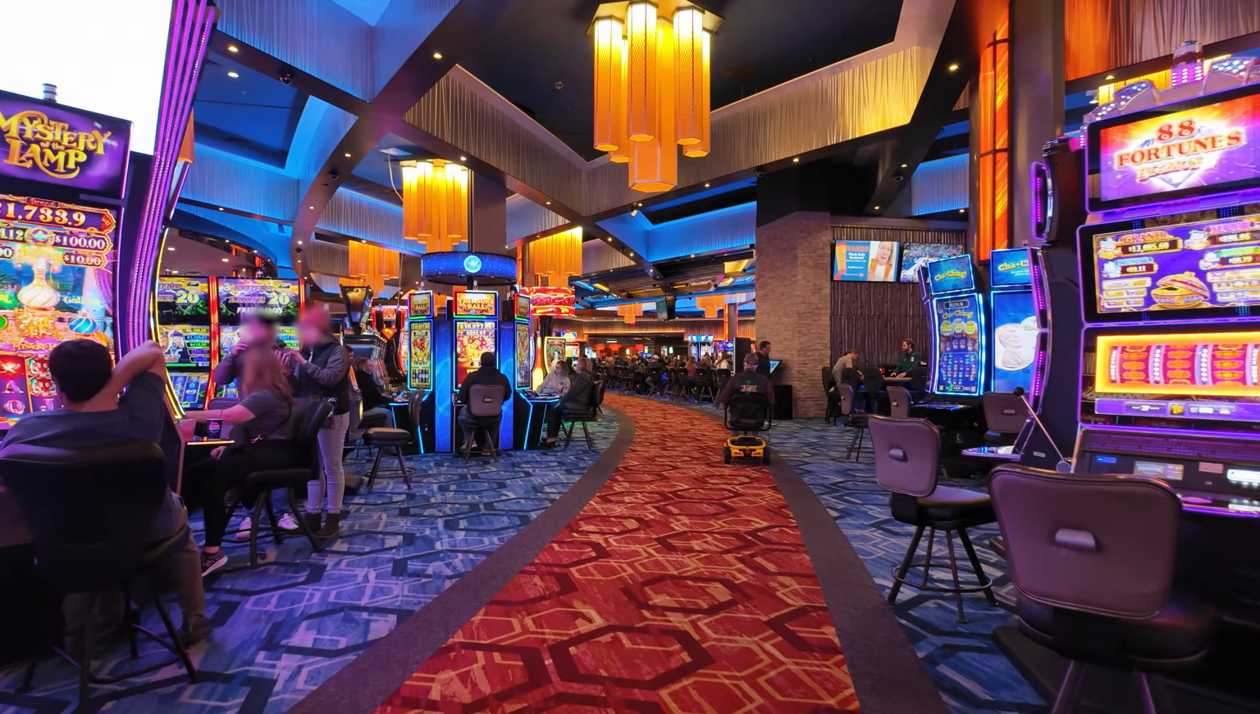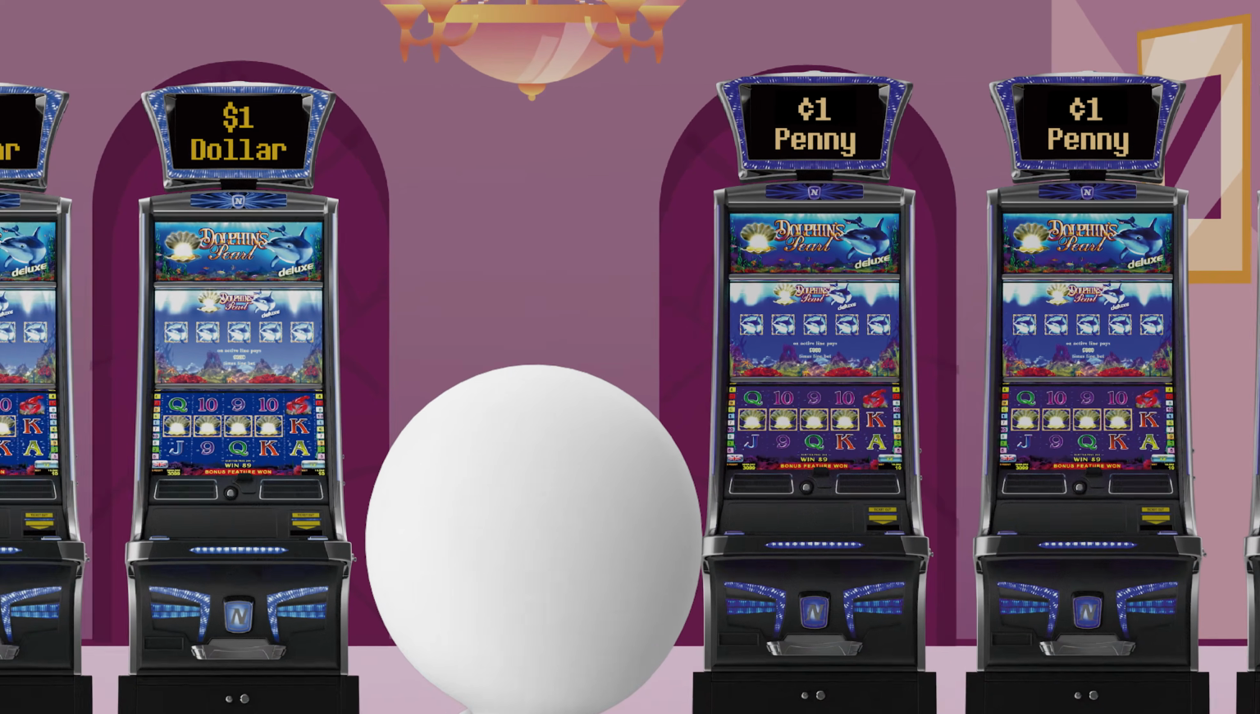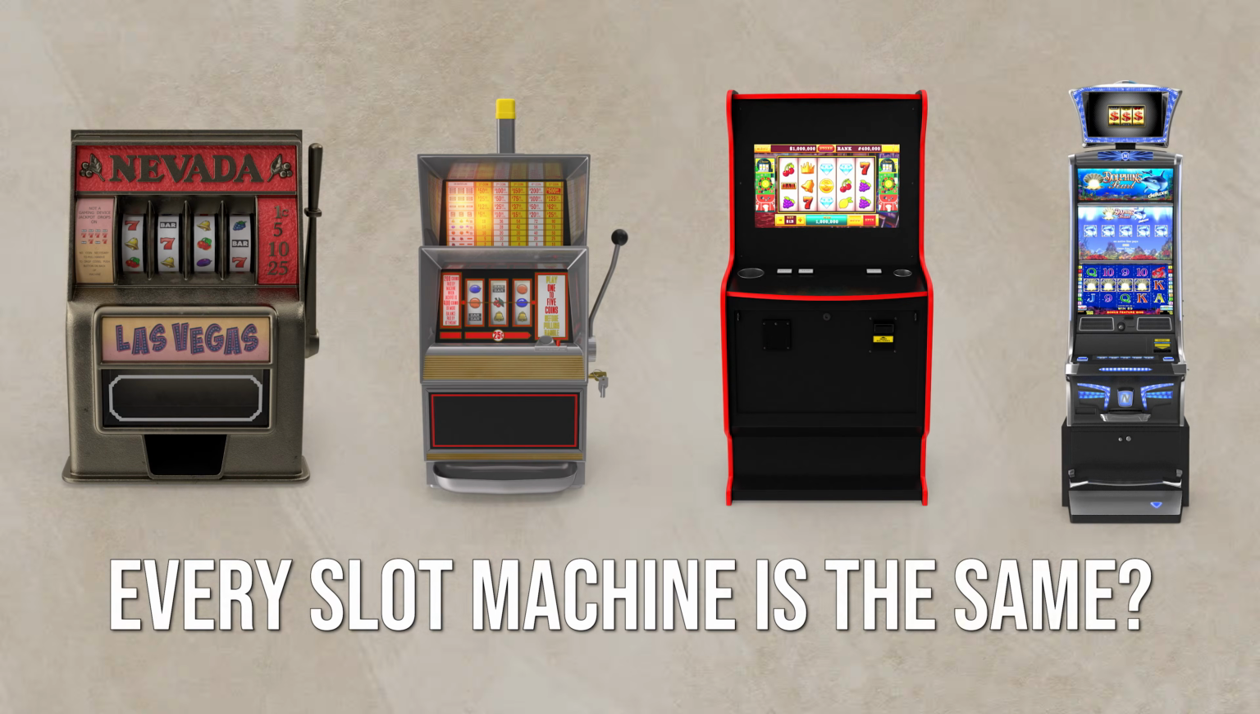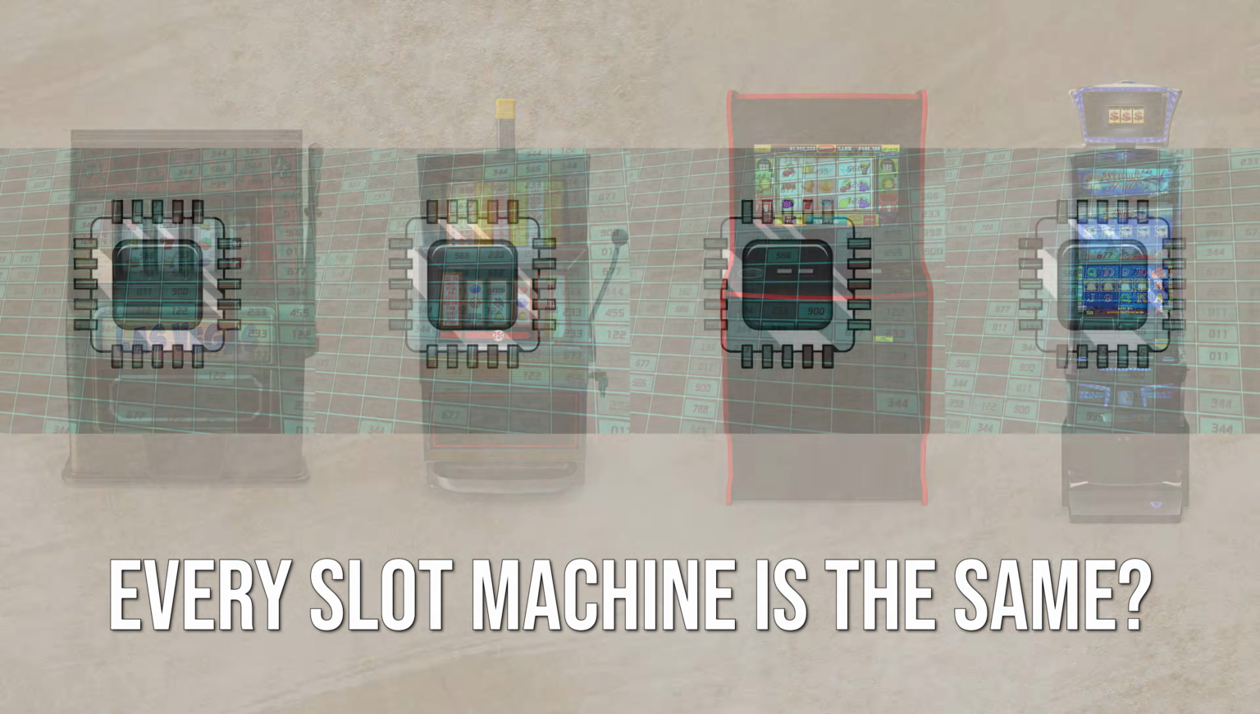When you walk in the casino, you might ask yourself, is it better to play this penny machine here or that dollar machine over there? I always hear this myth that every slot machine is the same and it doesn't matter which one you play because they're all random anyway. And while that might be mostly true, there are some really big differences with the machines. So which machine should you be playing?